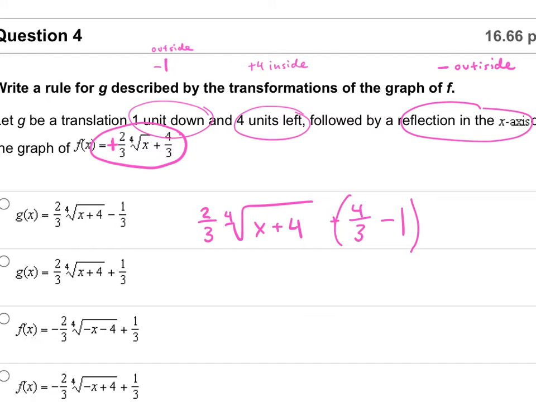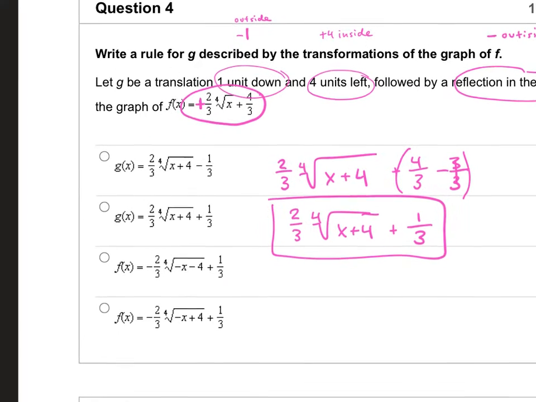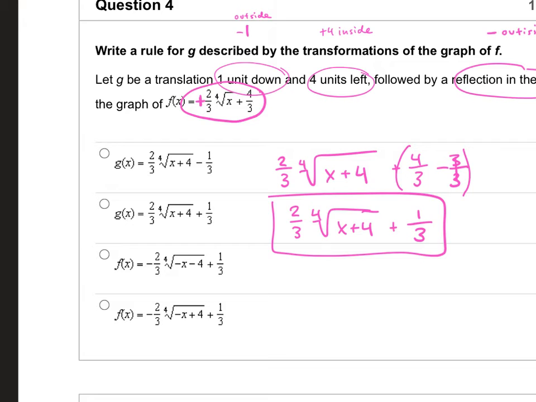If we are subtracting fractions, we need to make this a 3 over 3. So it becomes 2/3, the 4th root of x plus 4, and then 4 minus 3 would be 1 over 3. So this would match this answer choice. Any questions on this one?